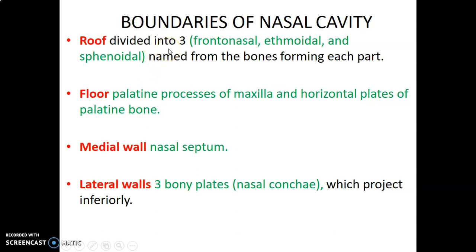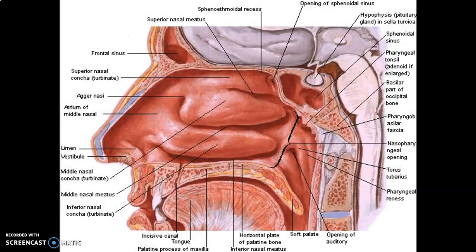The roof is divided into three, okay? The frontonasal portion, ethmoidal and sphenoidal. So you have the frontal bone, nasal bone, ethmoid and sphenoid. Those form the roof of the nasal cavity. The floor is formed by the palatine process of maxilla and horizontal plates of palatine bone. The medial wall is formed by the nasal septum, while the lateral wall is formed by three bony plates, which we call the concha, which usually project inferiorly.